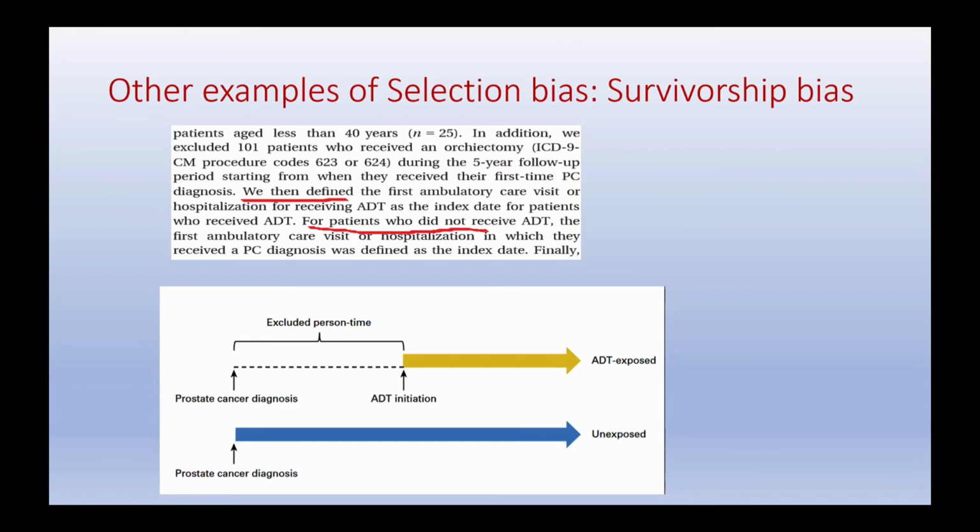So what these investigators did is that when they wanted to look at the follow-up of the ADT patients, they only looked at follow-up from the start of ADT initiation, which basically meant that they excluded all the unexposed person time, all the person time that a man was unexposed. And so this biases the study toward men who have survived to get ADT, causing a survivorship bias.